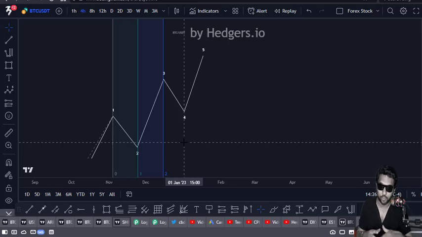You need to use a lot of tools, confluences, and conjunctions to understand the highest probability of the trade, the highest probability area, and the highest probability of the timing. So that is how it plays out and how it is supposed to be used.